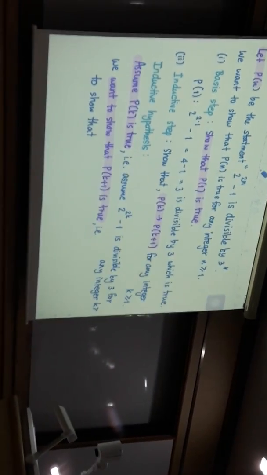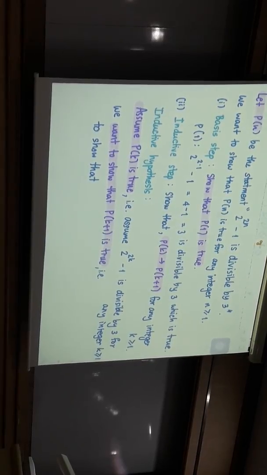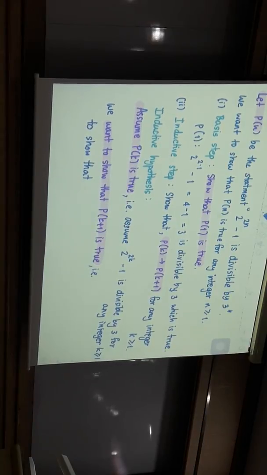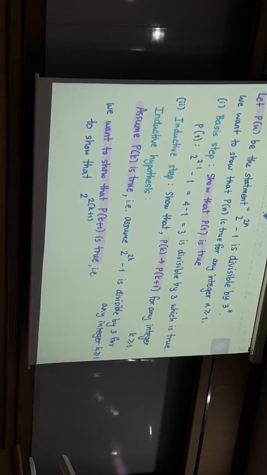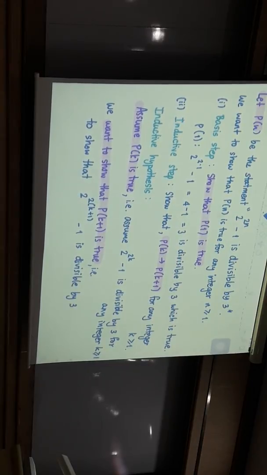For any integer k greater than or equal to 1. And we want to show that pk plus 1 is true. That is to show that 2 to the power of 2 times k plus 1 minus 1 is divisible by 3.